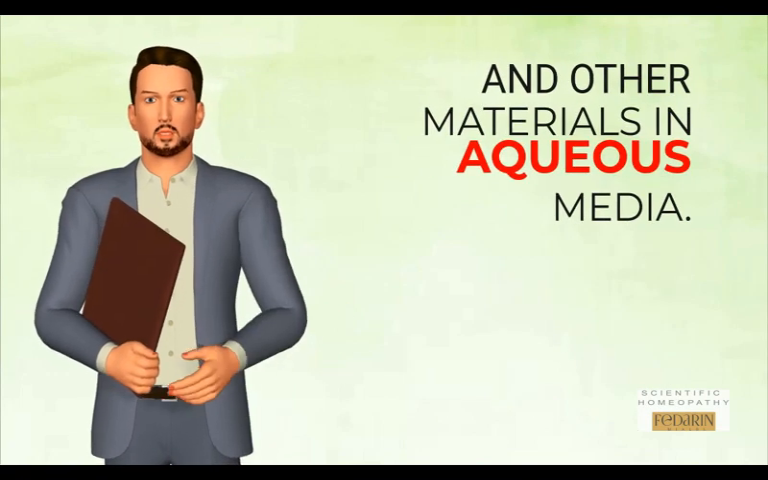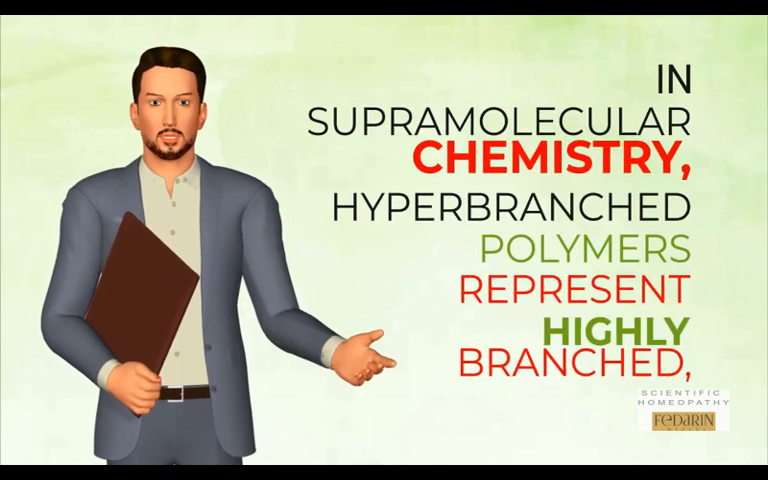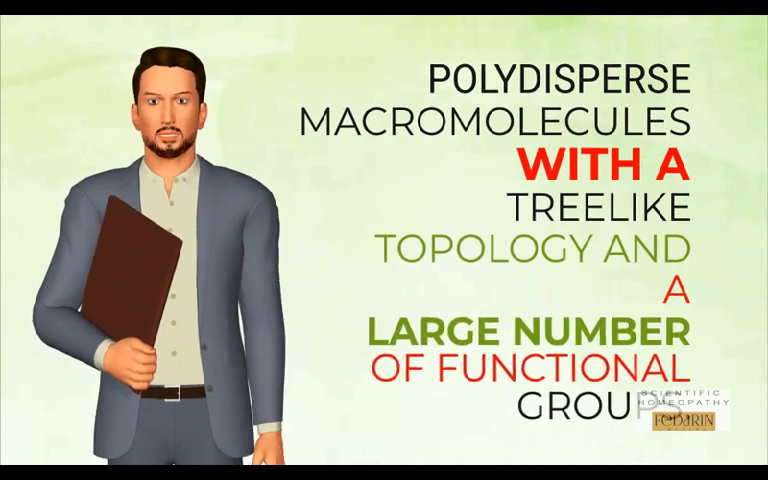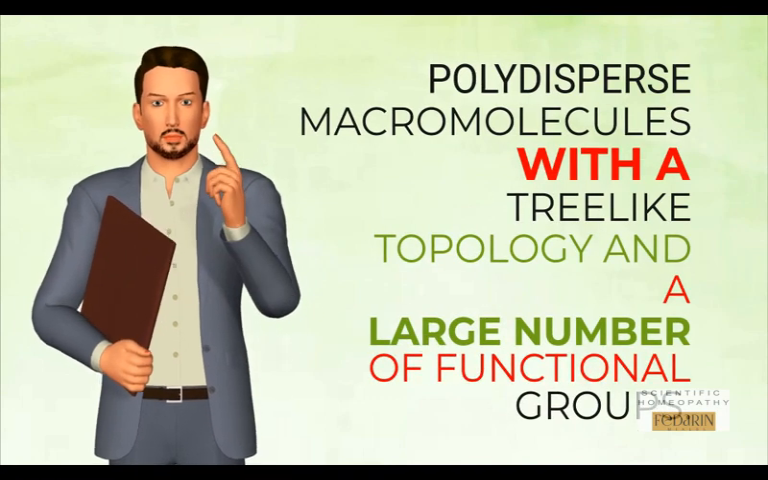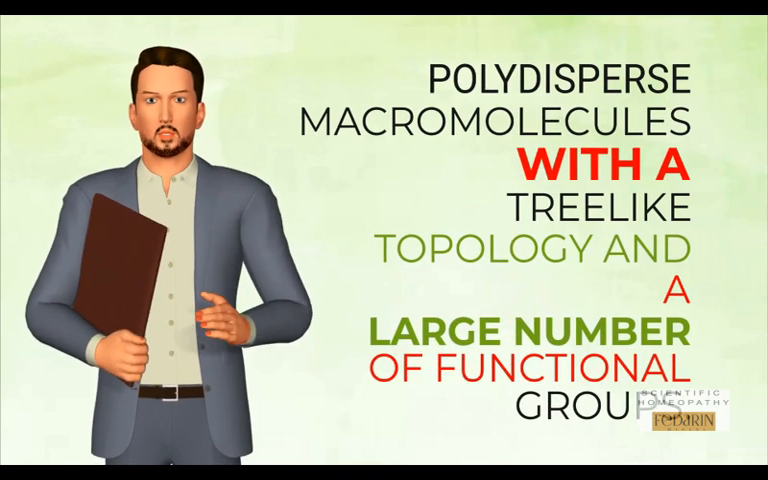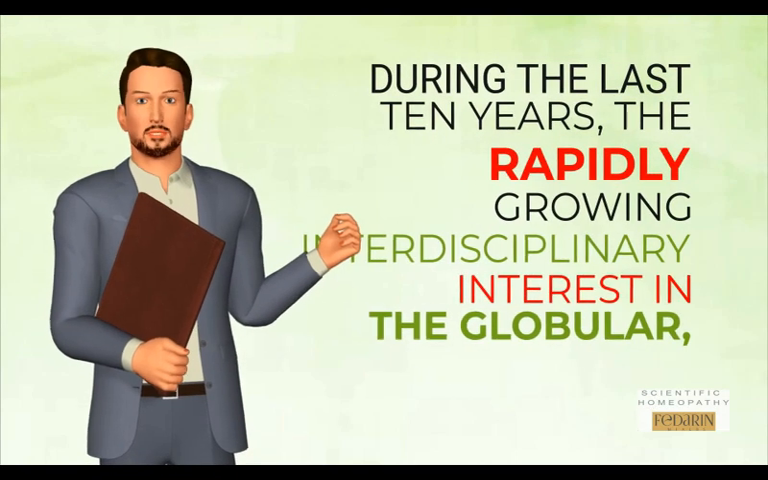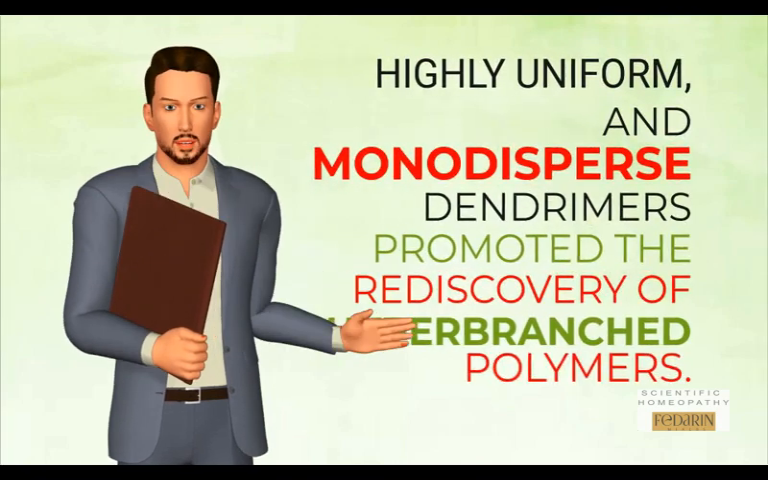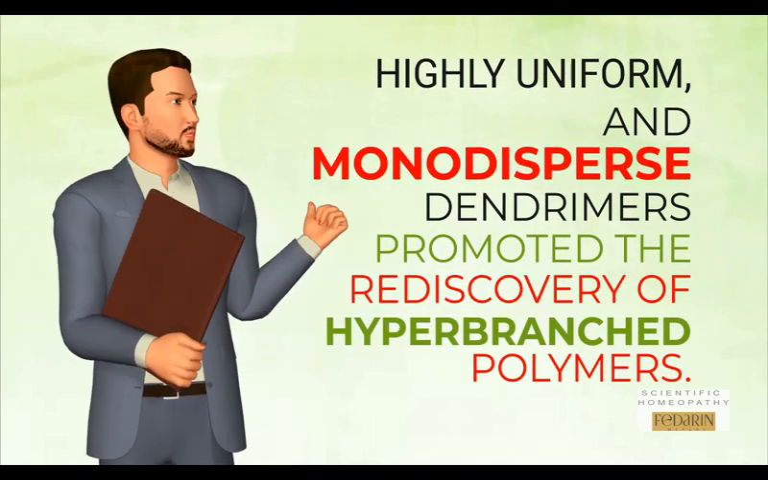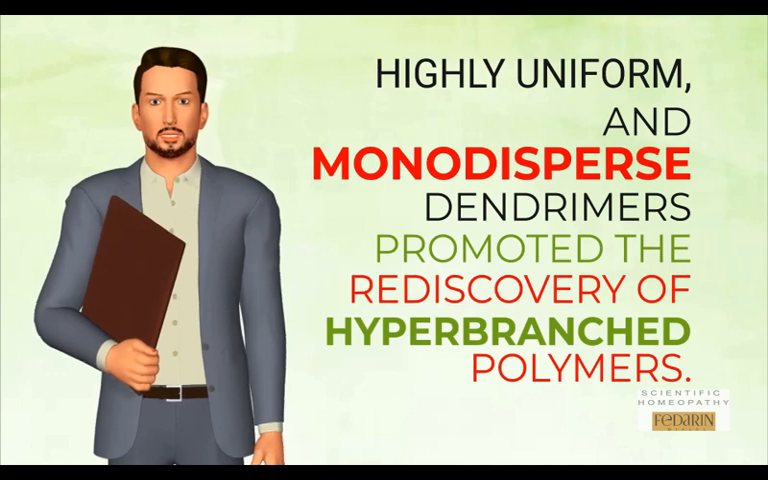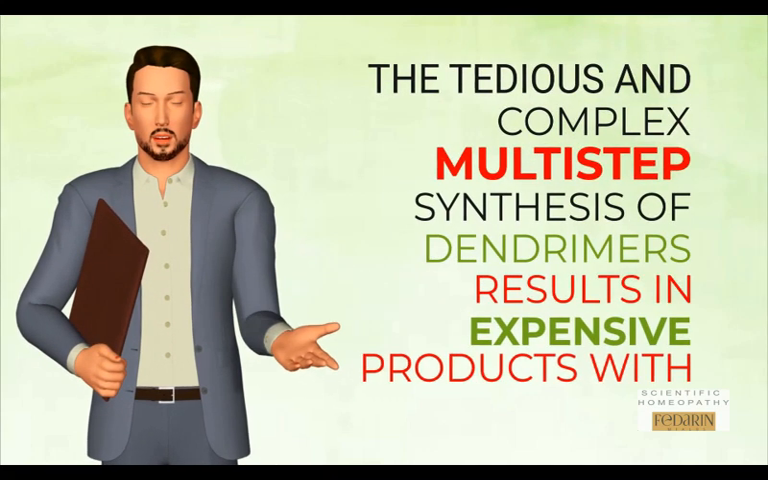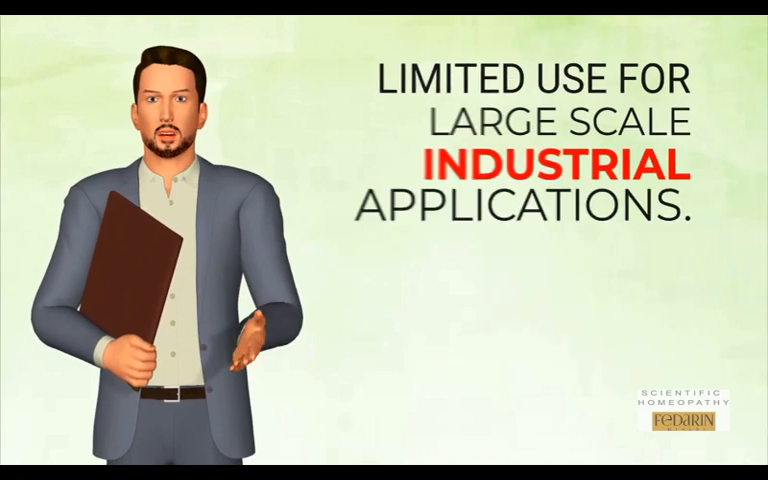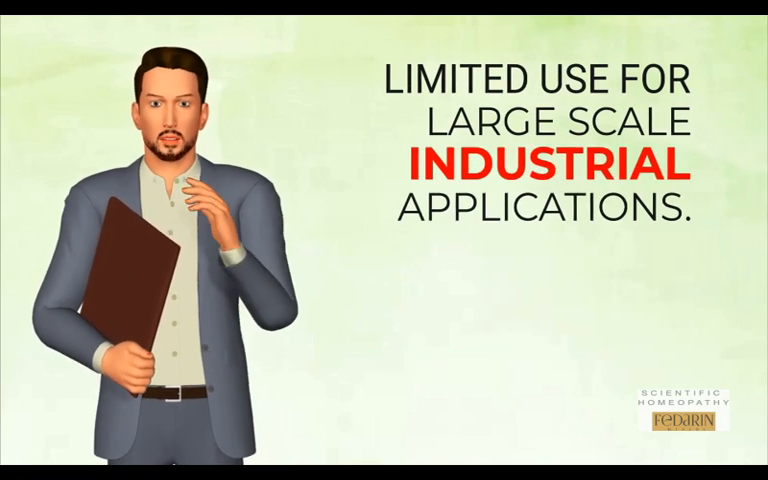In supramolecular chemistry, hyperbranched polymers represent highly branched, polydispersed macromolecules with a tree-like topology and a large number of functional groups. During the last 10 years, the rapidly growing interdisciplinary interest in the globular, highly uniform, and monodispersed dendrimers promoted the rediscovery of hyperbranched polymers. The tedious and complex multi-step synthesis of dendrimers results in expensive products with limited use for large-scale industrial applications.